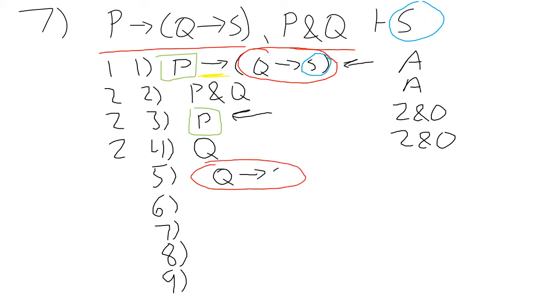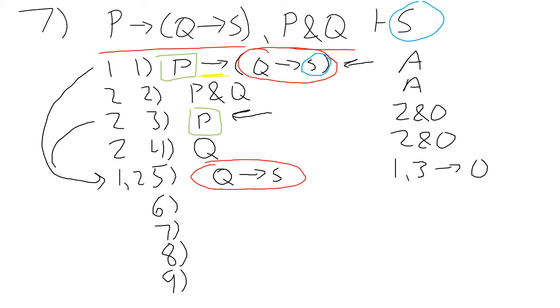Q arrow S. Where am I getting that from? 1 is my conditional statement. 3 is my antecedent. What am I doing? I'm removing that arrow in line 1, so I'm doing arrow out. What numbers are associated with 1? What numbers are associated with 3? That is 1 and 2. So here's 1. Here's the numbers associated with 3 right there.